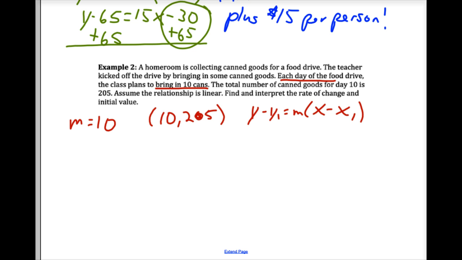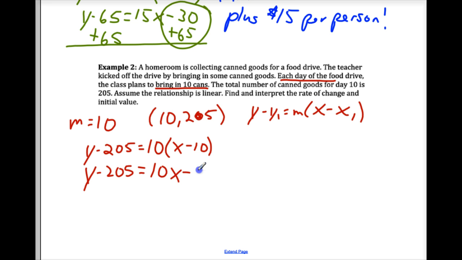Miss Allie, plug the numbers in for point slope form. Y minus 205 equals 10 times the quantity of x minus 10. Nice. Everybody see why it might be nice to have your calculators out now? Some big numbers here. Let's solve it for y to put it in slope-intercept form. I can do that in my head. 10 times 10 is a hundo. You guys all know that. Everybody add 205 to both sides.